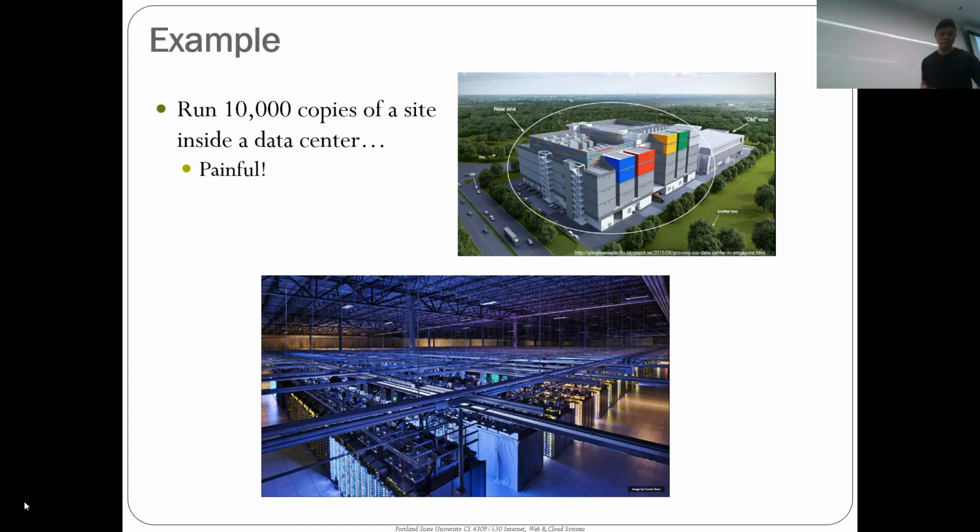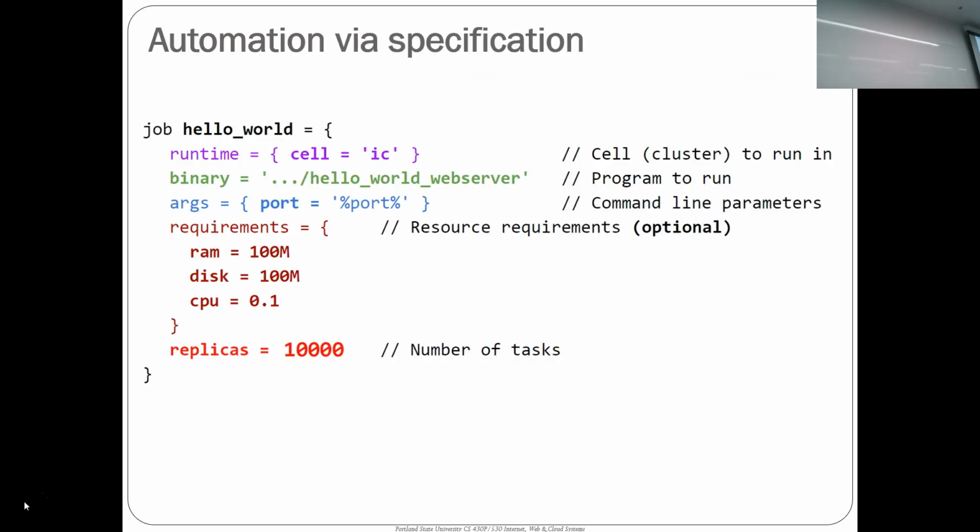So here's an example. Here's a picture of a Google data center. If you want to run 10,000 copies of your Hello World website, you could manually SSH in there and start up 10,000 copies of Hello World. Oh, I don't have the animation. That's too bad. But what you would do instead is automate via specification.